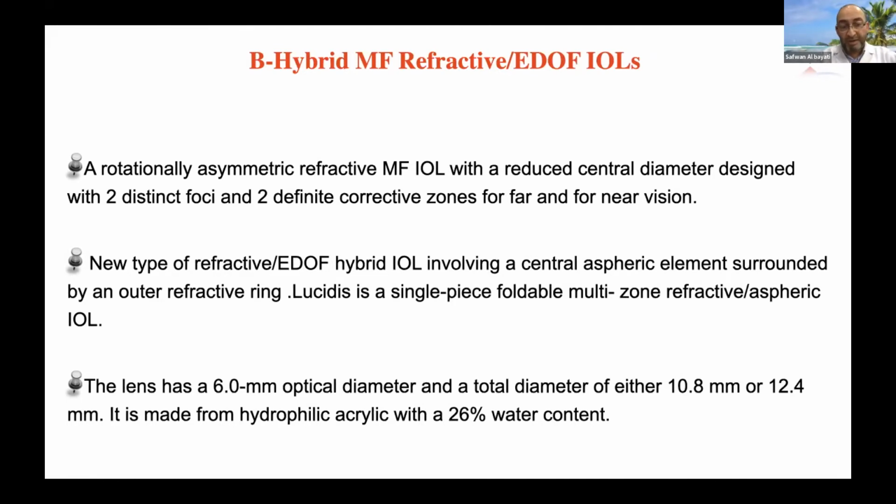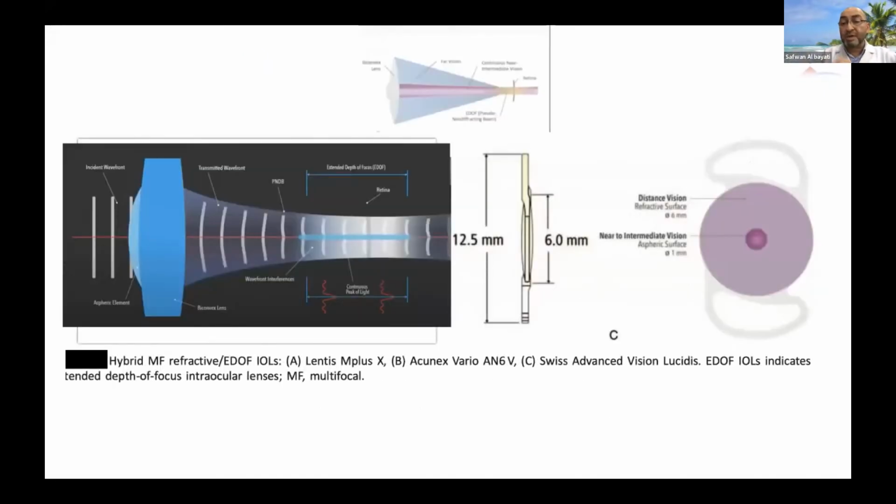A new type of refractive EDOF hybrid IOL involves a central spherical element surrounded by an outer refractive ring. An example of it is the Lucidus. This diagram shows that the Lucidus has a refractive plate with anterior spherical aberration that reduces this refractive plate in the center, hoping to reduce photopsia, and it gives around 2.5 diopters at the corneal level. I'm using it more frequently now.